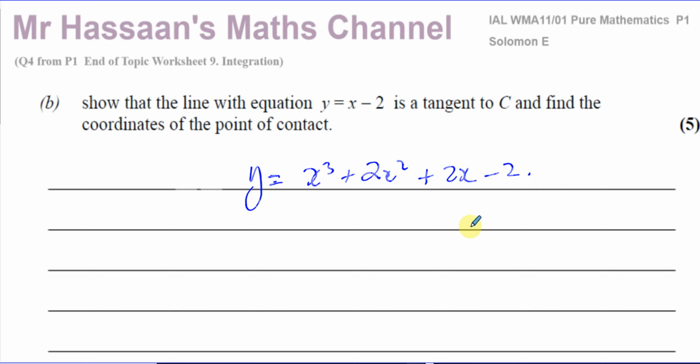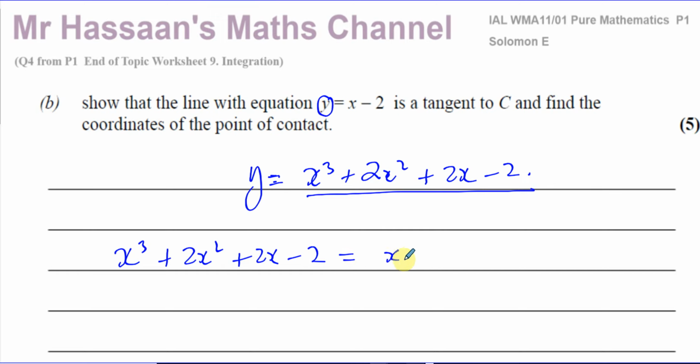So what I can do here is I can take this y over here and replace it with what y is equal to in the other equation, and then I would have an equation which I could solve simultaneously. This is one method of solving this problem. Okay, so you have x cubed plus 2x squared plus 2x minus 2 is equal to x minus 2. So I'm solving these two equations simultaneously, right?